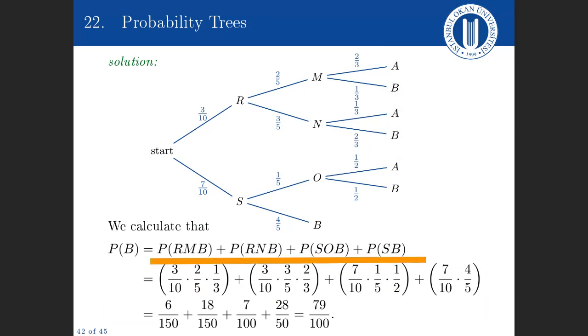So that's the probability of RMB plus the probability of RNB plus the probability of SOB plus the probability of SB. Add these all together, and I'm going to leave this for you to check. I'm being deliberately fast here. Please check my calculation, and please check that this is 79 divided by 100.